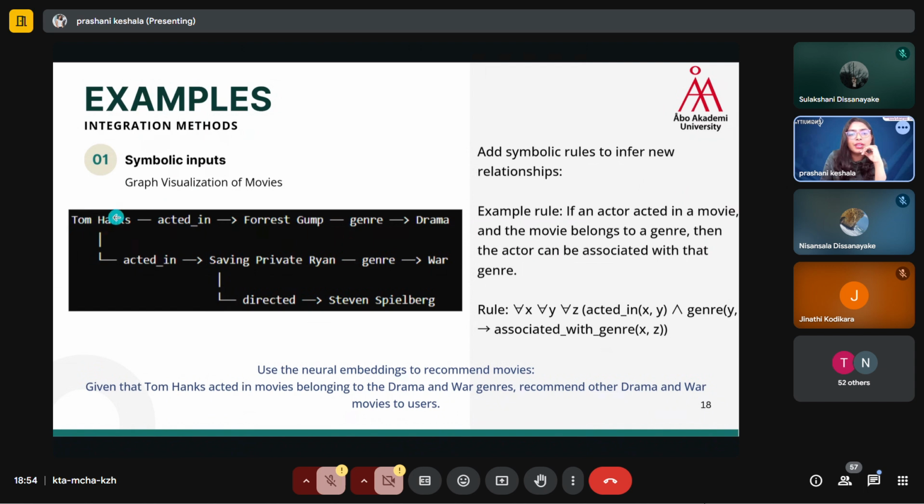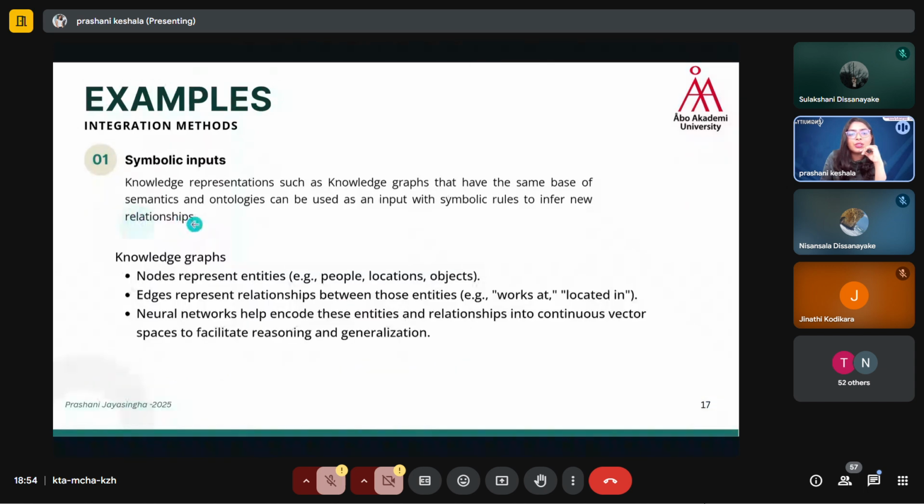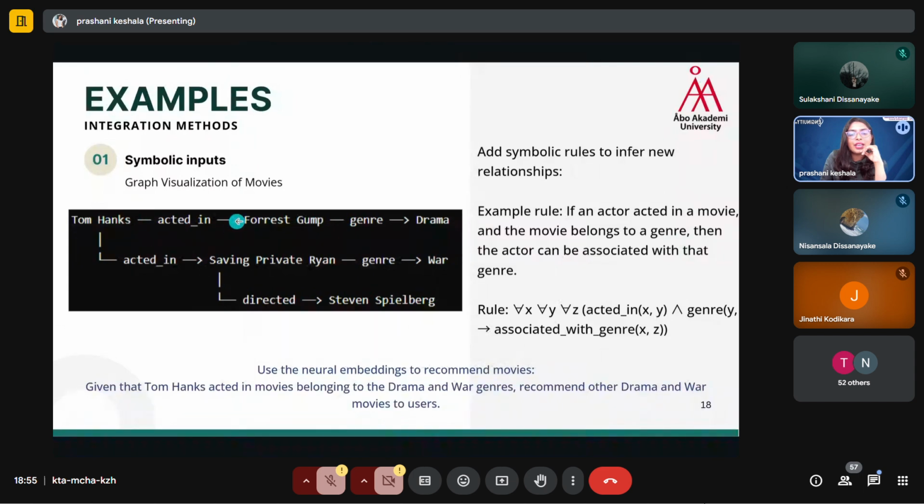Tom Hanks is a node, and from this edge to this edge, you have a relationship that says acted in Forrest Gump, and then Forrest Gump to drama. So these two are nodes, and that's a genre. So Tom Hanks acted in Forrest Gump, which is a drama movie. And you can also say Tom Hanks acted in Saving Private Ryan, which is a war movie. And this was directed by Steven Spielberg.